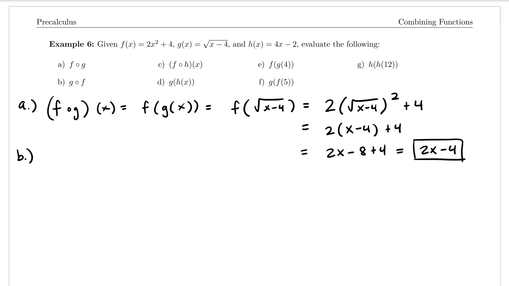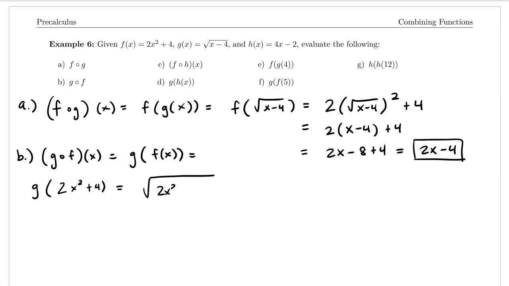In part B, we would like to evaluate g composed with f of x, which means we're taking the f function and plugging it inside of g. So this is going to equal g of 2x squared plus 4, which equals the square root of 2x squared plus 4, so that's all replacing x, and then we have minus 4. Now I can just drop the parentheses since I'm not distributing anything in. Plus 4 and minus 4 gives us 0, so this is equal to the square root of 2x squared.